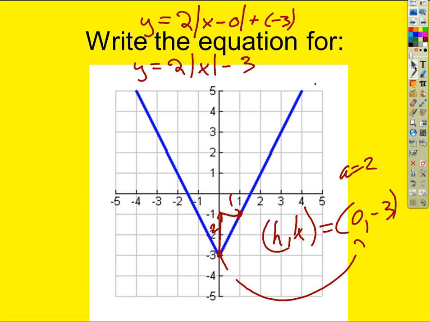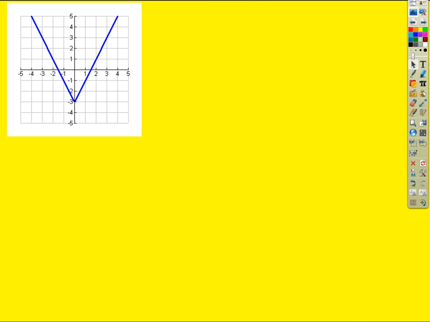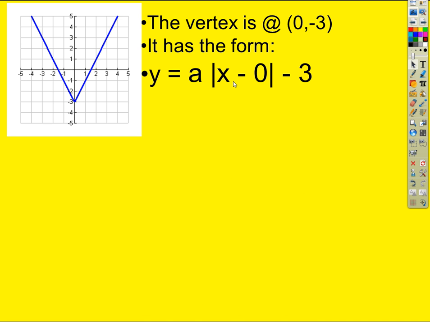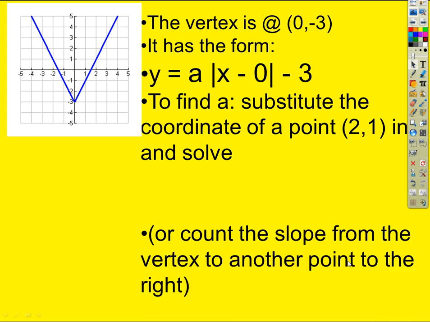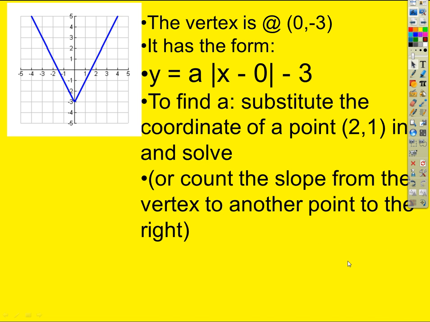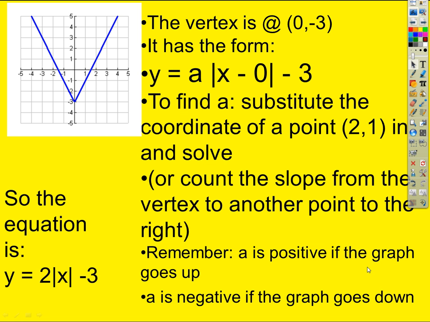Okay, so to summarize, this is what we got. Vertex is at 0, -3, so we know it's going to look like X minus 0, plus -3. A is, by just making a slope triangle, +2. And so we can simplify that to 2 times the absolute value of X, minus 3.